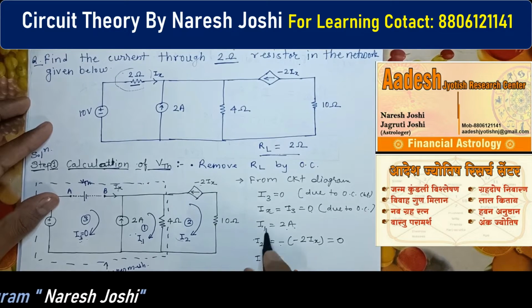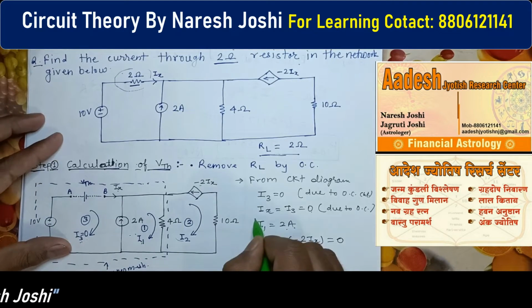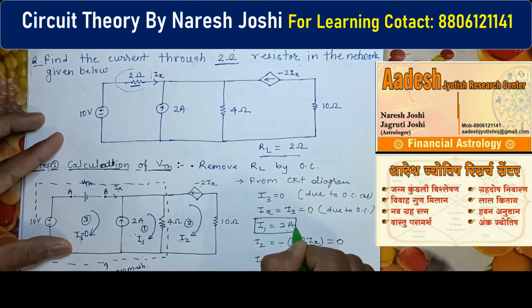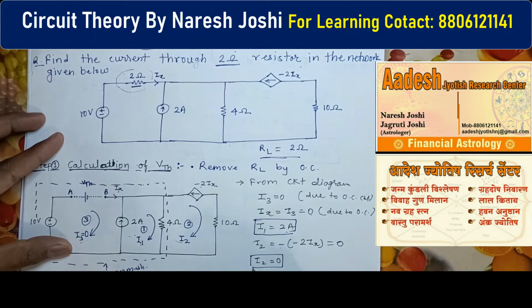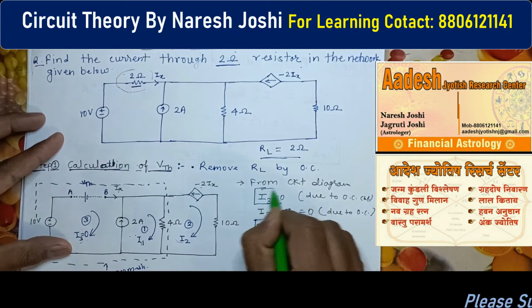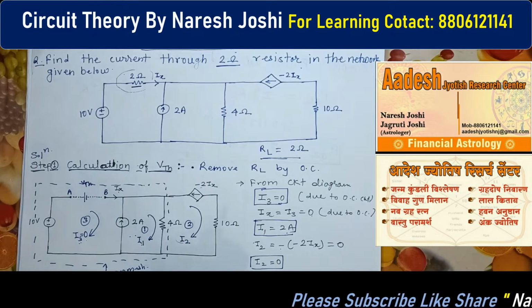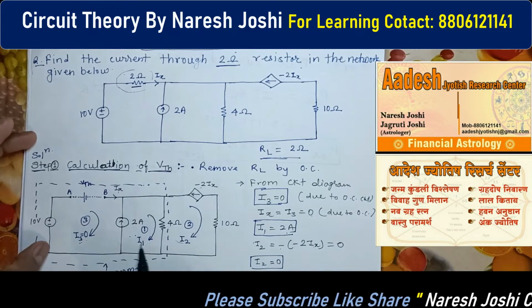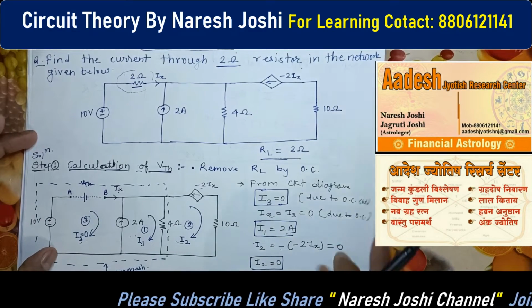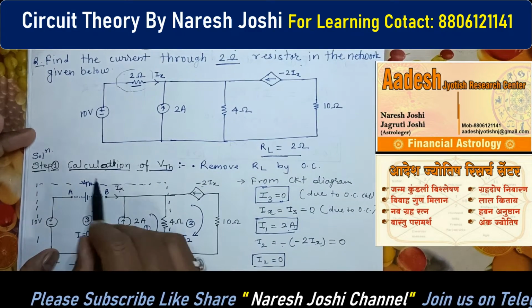So here you can see the values of the current. I1 equals to 2 ampere, I2 equals to 0 ampere, and I3 we have already calculated as 0. Clear? So we have calculated I1, I2 and I3. Now we have to calculate the VTH. We have to find out this VTH.